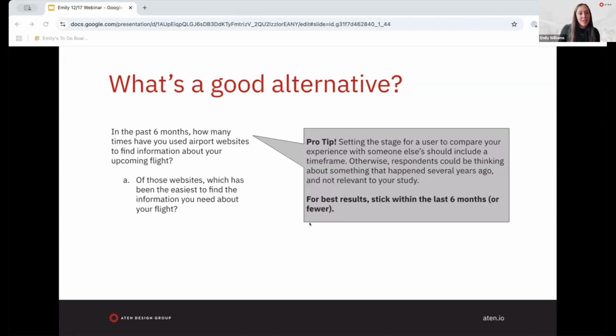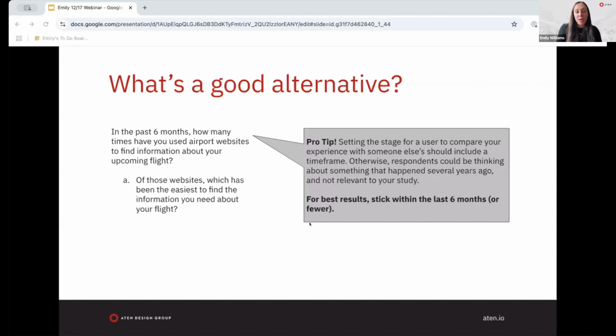So we might ask a couple of questions. How many times have you traveled in the past 6 months? How many different airport websites have you used? About how frequently, that sort of thing. If there are users that meet a threshold, let's say we want them to have at least looked at 3 other websites in the last 6 months, we can direct them to this set of questions, and we can skip all of the other users over this section into the next section of the survey.